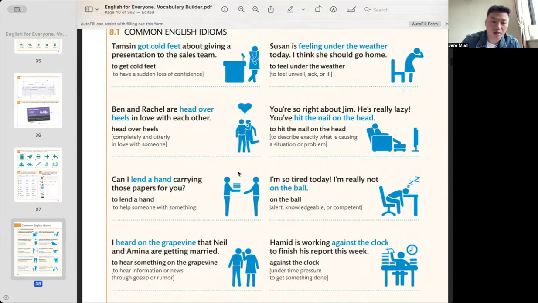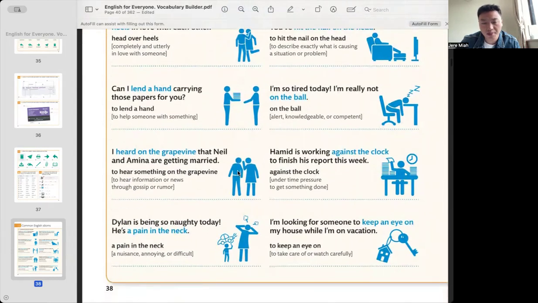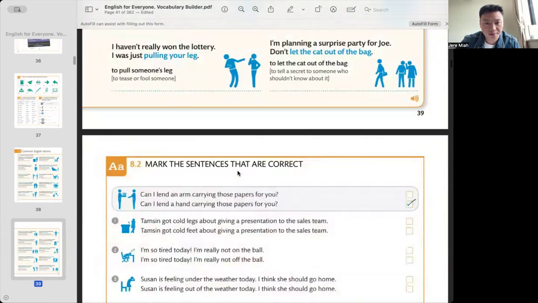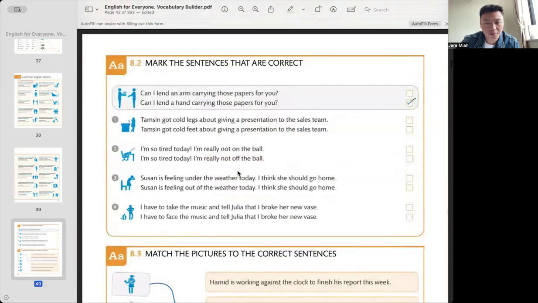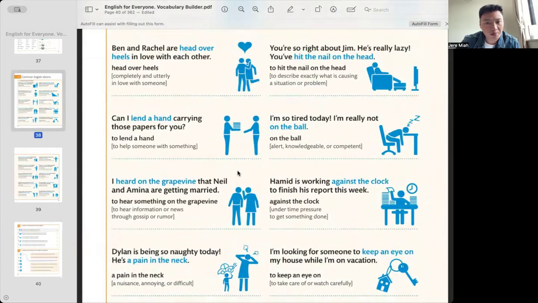Okay, and next idiom is: I'm so tired today. I'm really not on the ball. That means I'm completely drained, right? Exactly. Not on the ball means you're not feeling sharp or focused. Feeling tired or drained can definitely cause that. Yeah, I'm not really on the ball. Okay, so I'm really not on the ball.